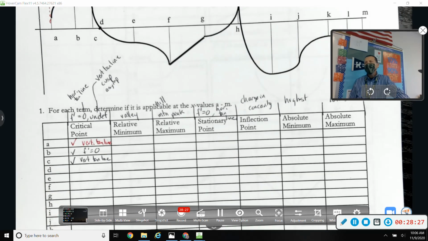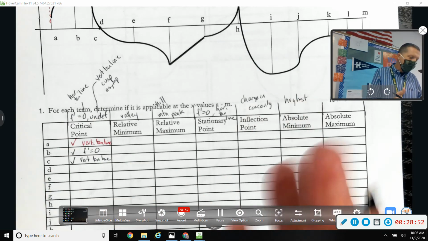How about E? That's another one. You're like, well, maybe. If it is, why is it a critical point? Macy, if E is a critical point, why is it a critical point? Because slope is 0. So if you think the slope is 0 at E, then it's a critical point. If you're looking at that thinking, I don't know if it gets quite horizontal, then you would say it's not. We will give you more information.